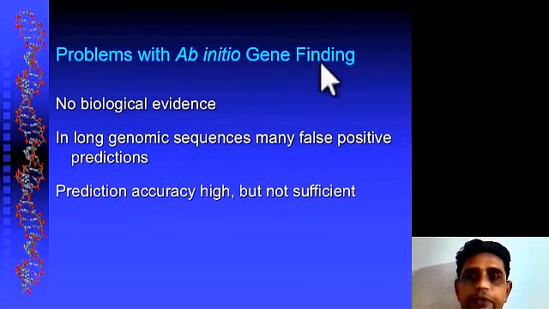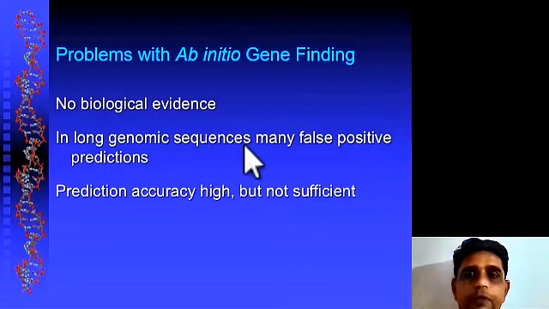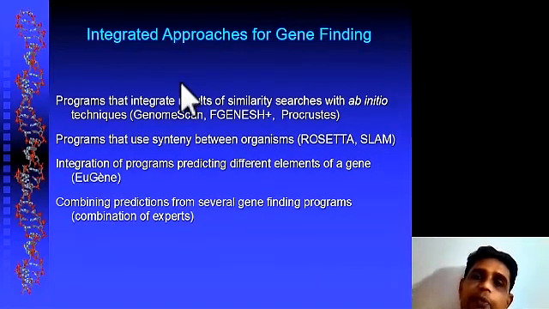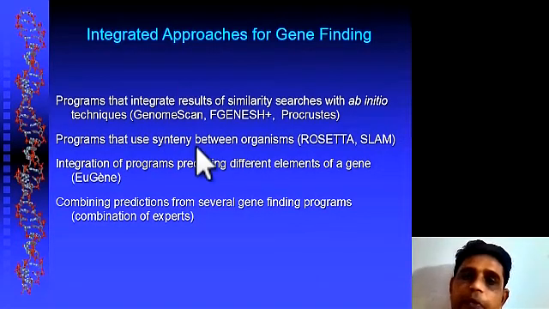The problem with ab initio gene finding is that there is no biological evidence. A long genome sequence may have false positive predictions, and prediction accuracy is high but not sufficient. So that is the basic limitation of the ab initio gene finding method. Now people are using the integrated gene finding approach. In the integrated gene finding approach, what will happen?